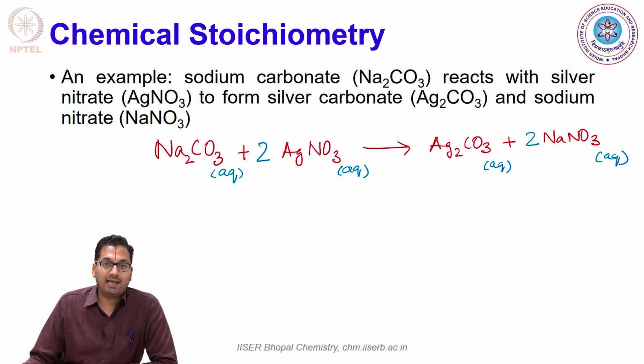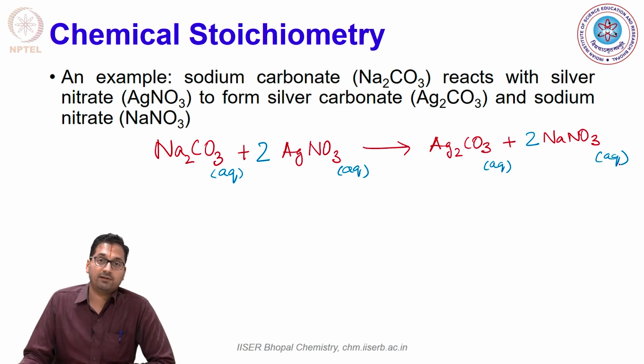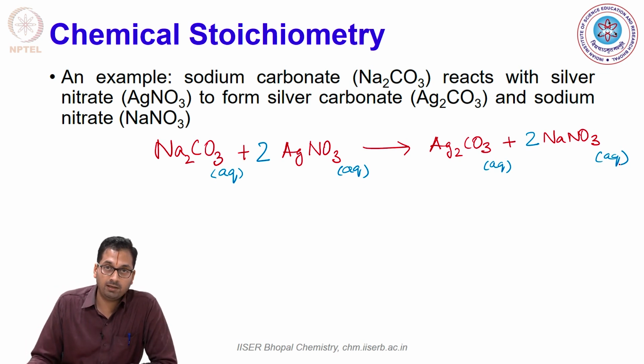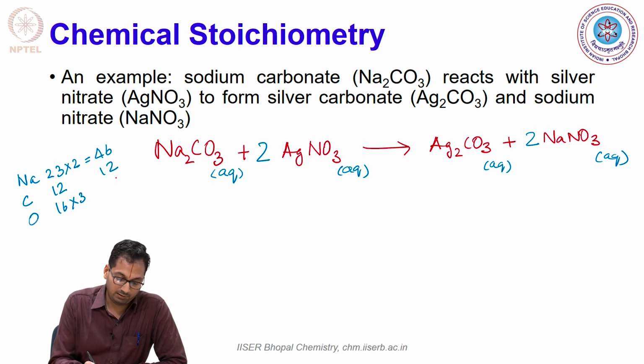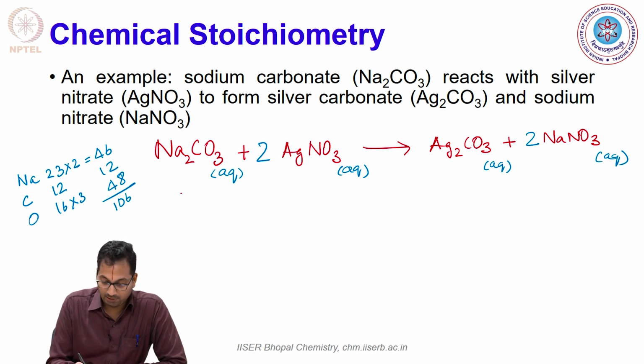Okay, now that we have balanced the reaction, let's ask ourselves what is the stoichiometry, meaning how many grams per mole are required for each one of these. Sodium is 23 while carbon is 12 and oxygen is 16. So basically you're going to have 46 plus 12 plus 48, that takes it to 106. So that will be 106 grams per mole.